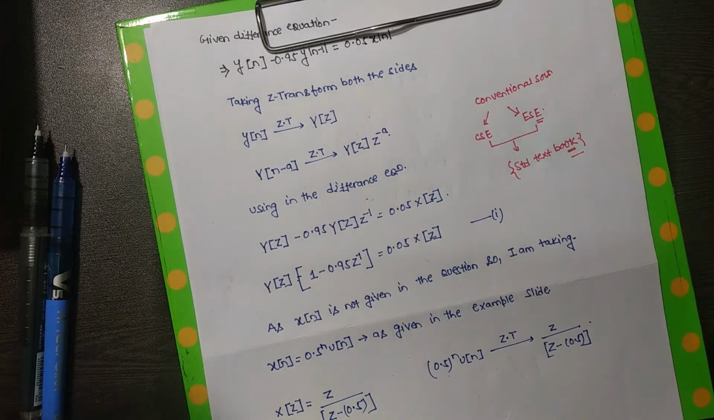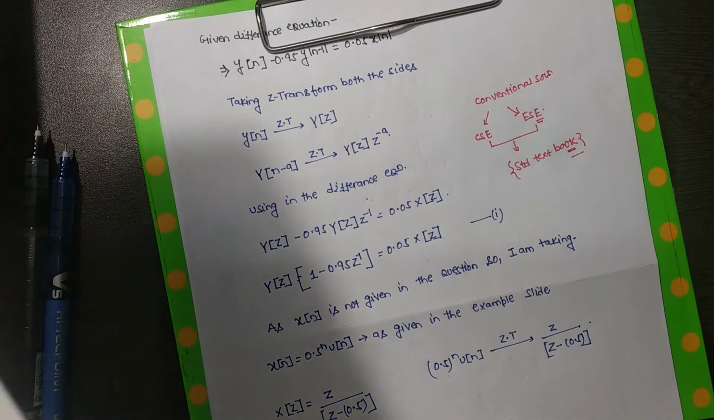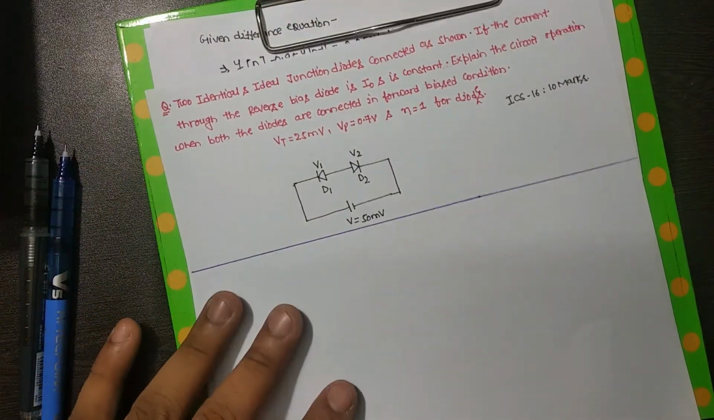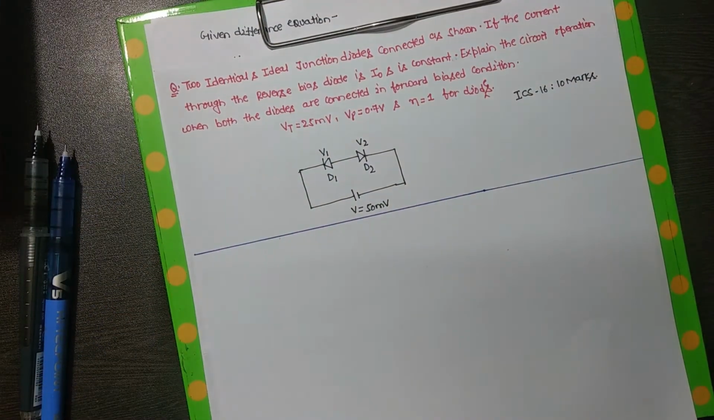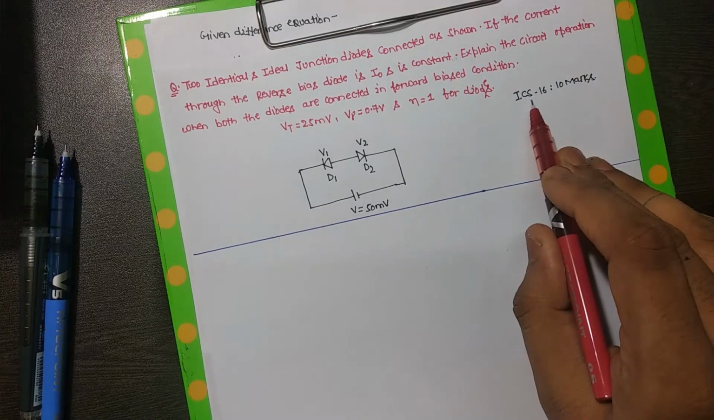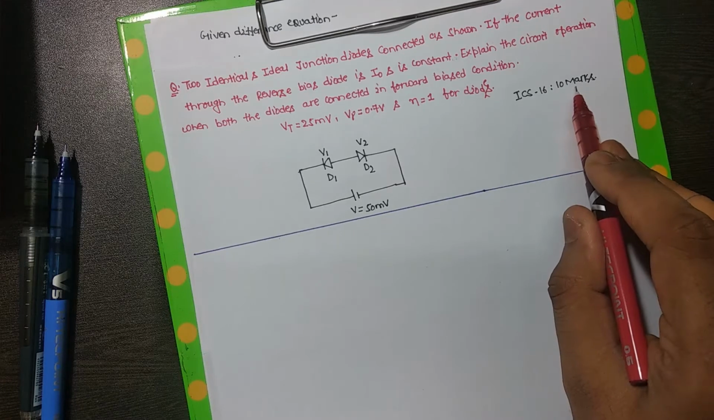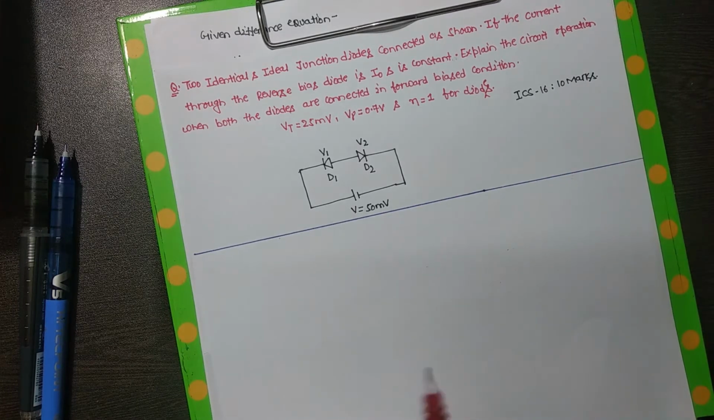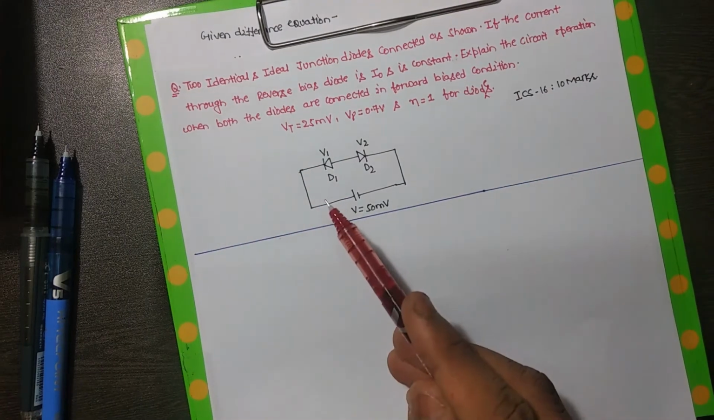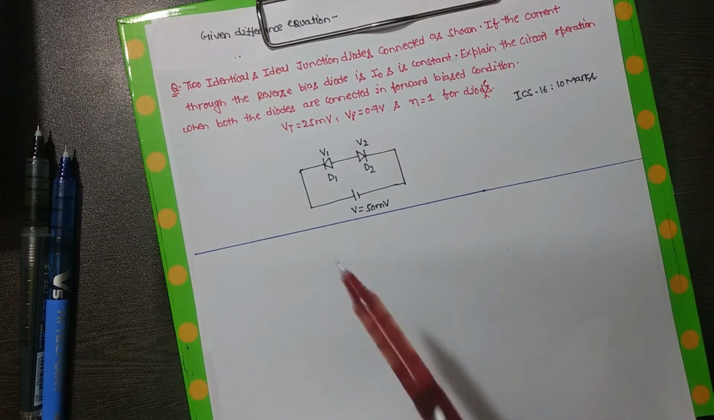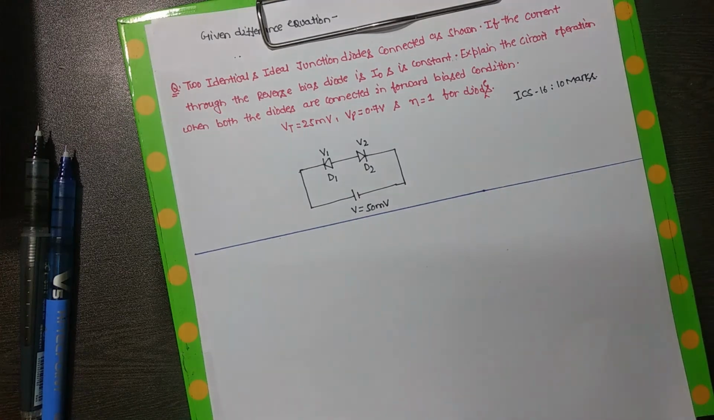Now let's start. I have started with analog electronic circuits, and in analog electronic circuits I have used as the first question a diode question. This is the Indian Civil Services exam 2016, 10 marks question, and in this question they have given that there are two identical as well as ideal junction diodes connected as shown in the figure.